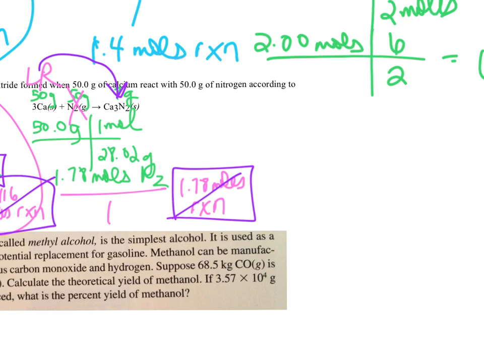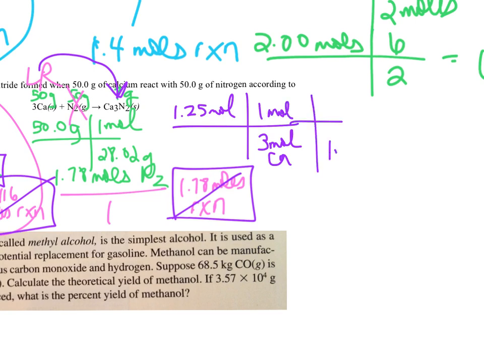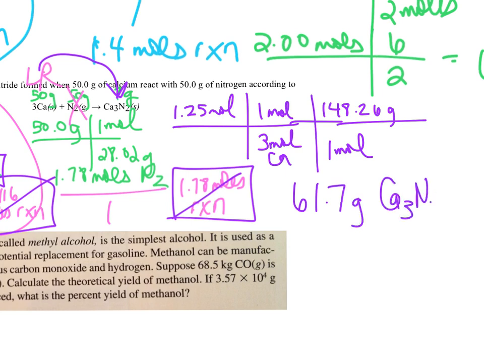So now we're going to go ahead and do dimensional analysis. We're going to start stoichiometry with our moles of the calcium. So that's 1.25 moles of calcium. For every 3 moles of that, we're on the mole bridge already because we're already in moles, I have 1 mole of the calcium nitride. And then for every 1 mole of that calcium nitride, it is 148.26 grams per mole. All right, all that cancels, leaving me with grams, and I end up with 61.7 grams of calcium nitride.